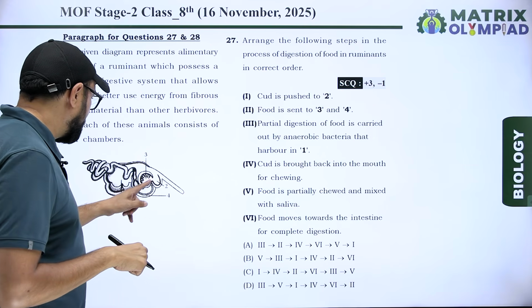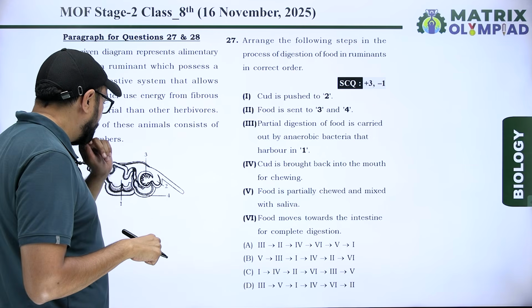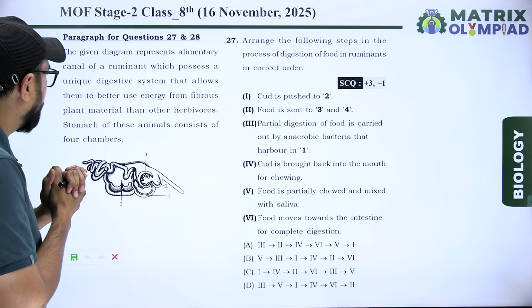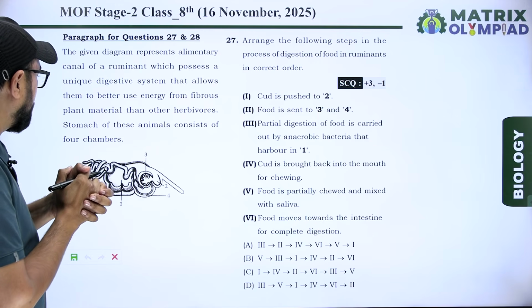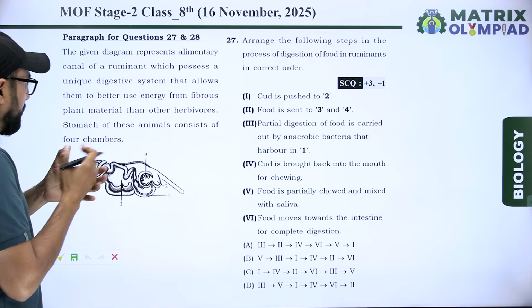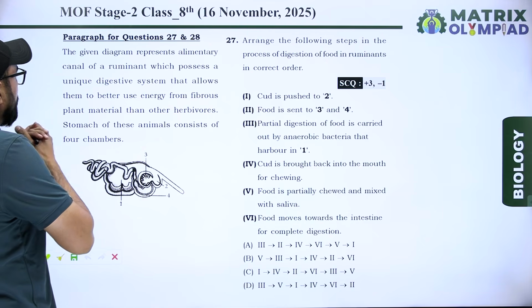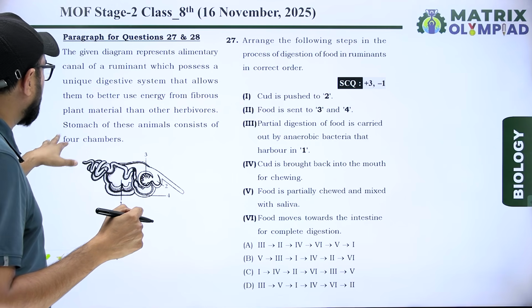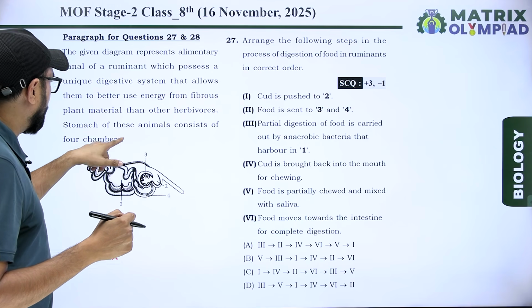In first, second, third and fourth. This is the digestive system of a cow, or ruminant animal. Ruminants possess a unique digestive system that allows better use of energy and fibrous material, and they are herbivores.